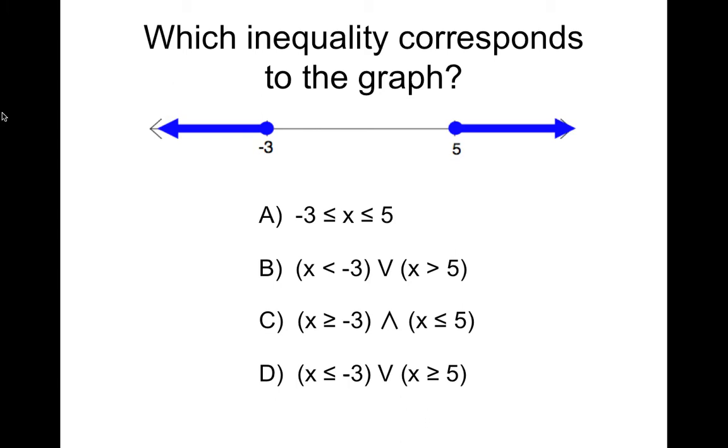Which inequality corresponds to this graph? Read each statement carefully and make the best choice. Choice D represents the graph of all the values that are less than or equal to -3, or all the values that are greater than or equal to 5. Choice B looks awfully similar, except that choice B does not include the -3 and the 5 in the solution. Since those dots were filled in, choice D is the better choice.